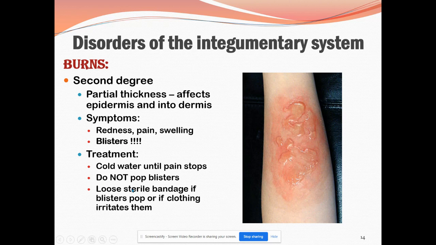You should cover them with a loose, sterile dressing, like a loose, sterile bandage, if they pop, or if, say, this is right where your bra line is, or right where your clothing is going to rub on it, you can try to protect it with a dressing so that they don't pop. But make sure you put some sort of ointment so that the dressing itself doesn't stick to it and pop it. Don't pop them. If they cover more than 2 to 3 inches of your body, then you need to go see a doctor because of the risk of infection.